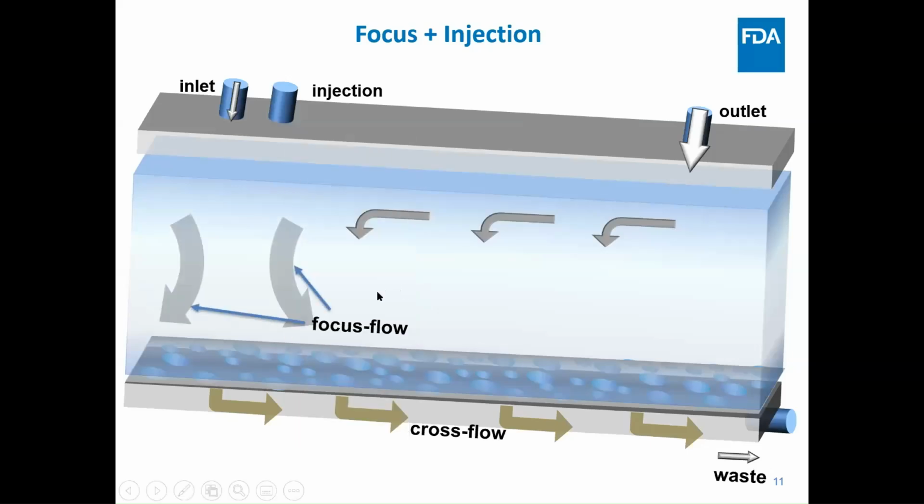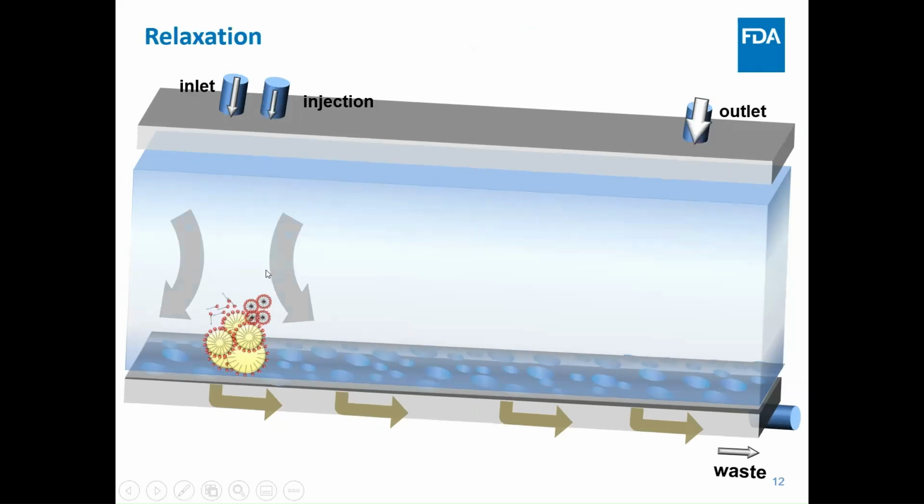And in that case, it forms a focus flow closer to the inlet, and there's a focus zone. When a stable focus zone is established, we can open the injection port, where the sample that's stored in the injection loop is flushed into the channel. As soon as the focus and injection steps start, another phenomenon also takes place. It's called relaxation. I want to emphasize that this relaxation is not a separate step from the focus and injection. It happens at the same time when the sample is injected.